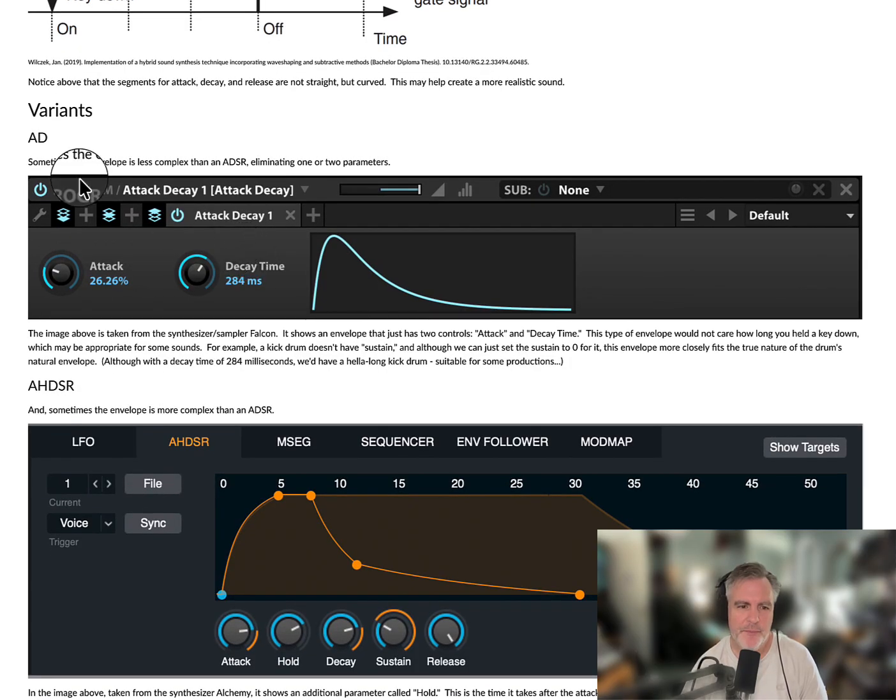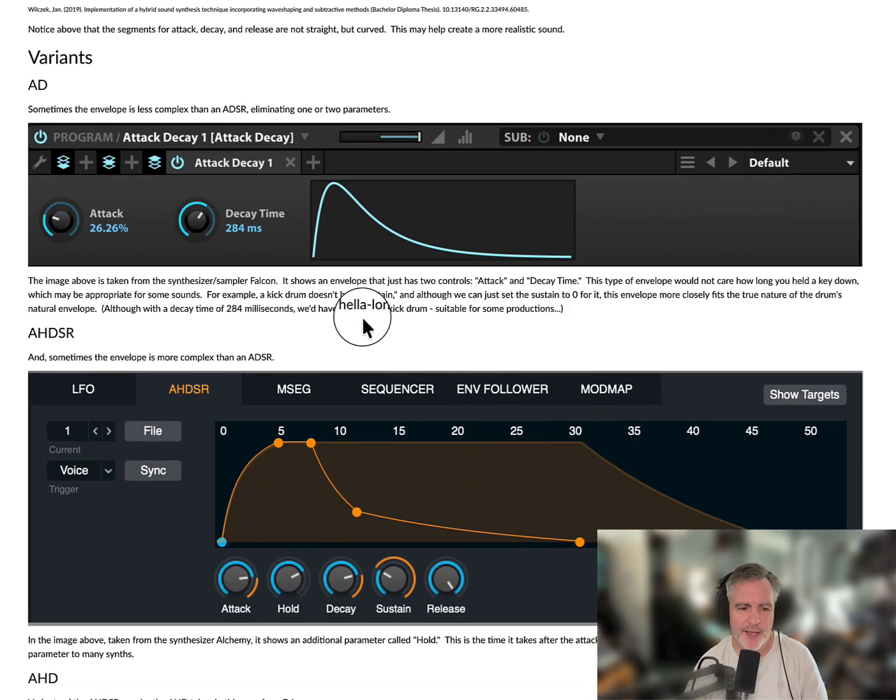So this is from Falcon. Sometimes there's just an attack decay. I can see that looks a little bit like that guitar note. So if I don't need an ADSR envelope, I just need the attack and the decay, boom, I have it here. And I can use things like that.